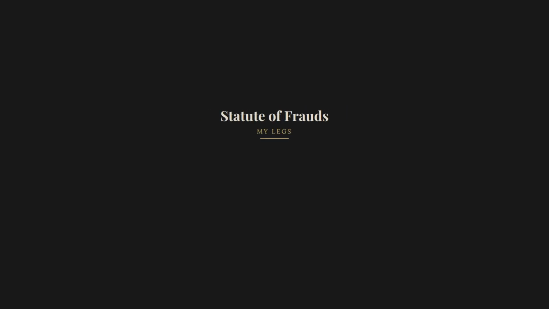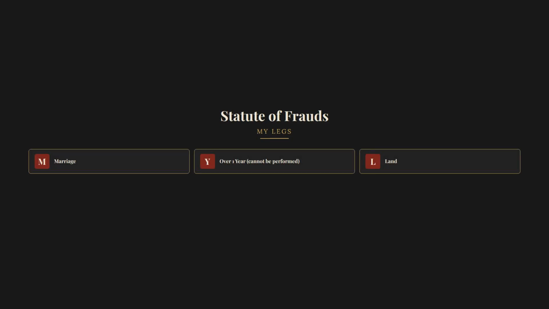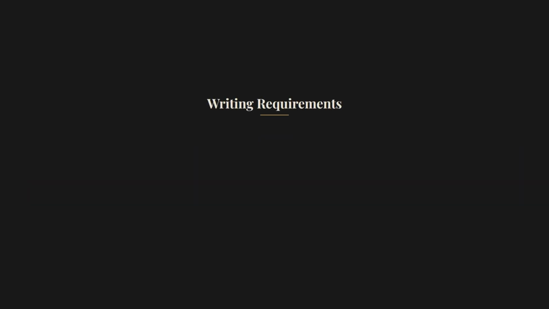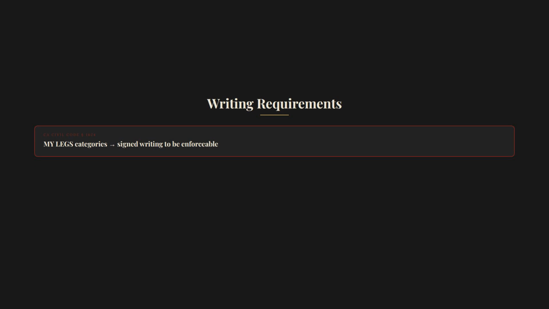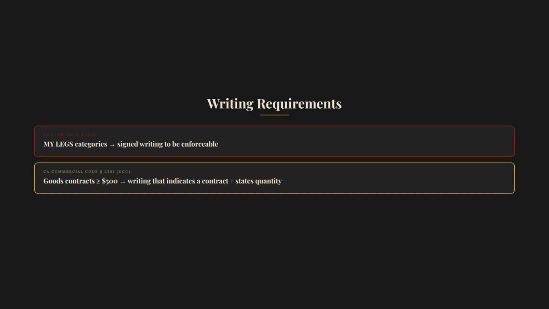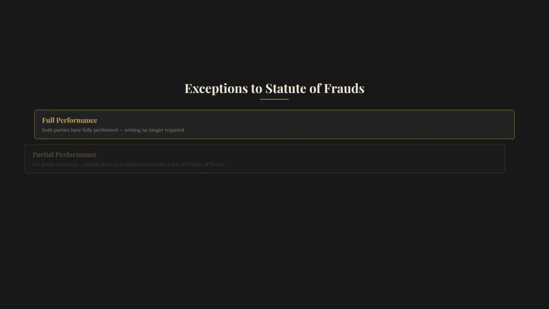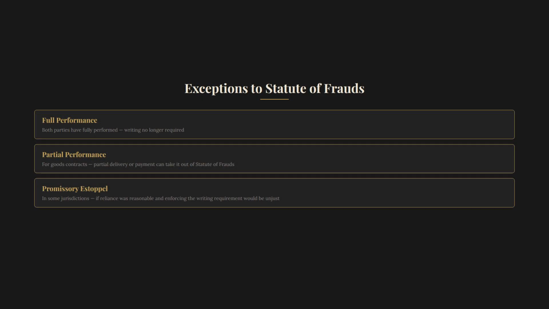Now the statute of frauds. The mnemonic is my legs. Marriage, contracts that can't be performed within 1 year, land, executors promise to pay estate debts personally, guarantee, and sale of goods over $500. Under California Civil Code Section 1624, those categories require a signed writing to be enforceable. And under California Commercial Code Section 2201, goods contracts worth $500 or more need a writing that indicates a contract was made and states the quantity. Triggering my legs without a writing leaves the contract unenforceable, but quasi-contractual recovery is still potentially available. And there are exceptions: full performance, partial performance for goods contracts, promissory estoppel in some jurisdictions that can save a contract that doesn't have the required writing. People overcomplicate this like crazy.